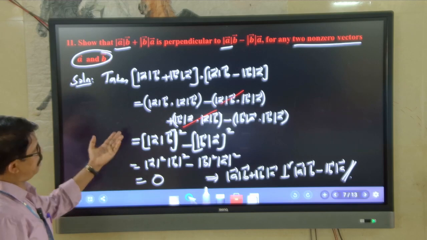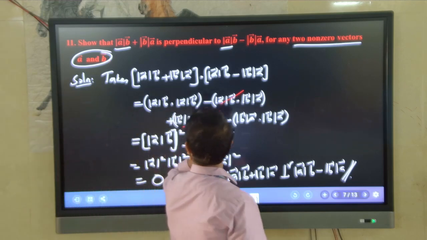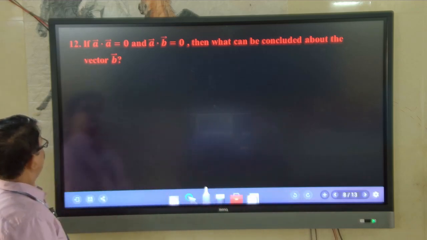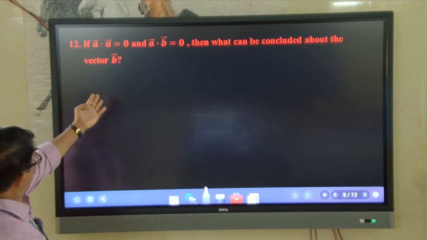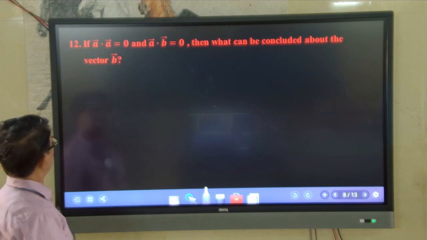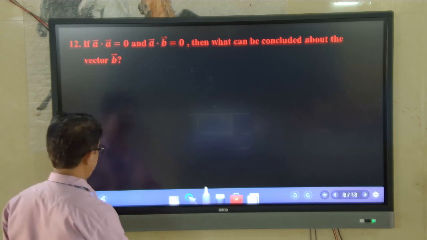We can do the sum by another method, but I think this is easy. Okay, yes, question number 12. a dot b equals 0, a dot c equals 0, a dot b equals 0. What can you conclude about vector b? Check the question number, please, once again.